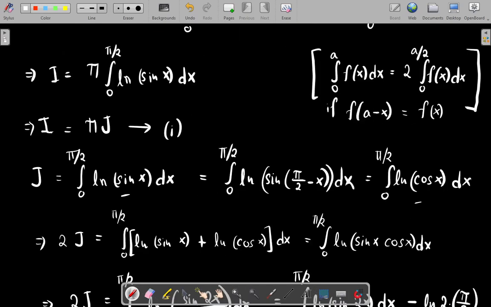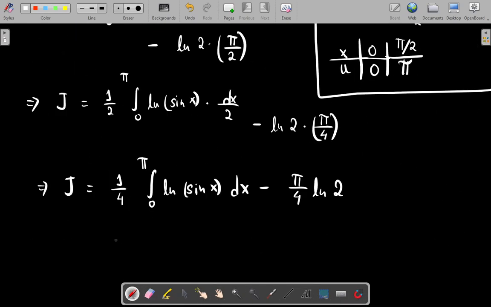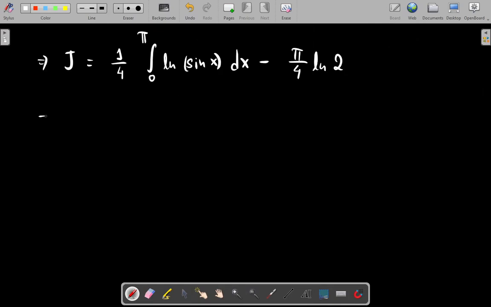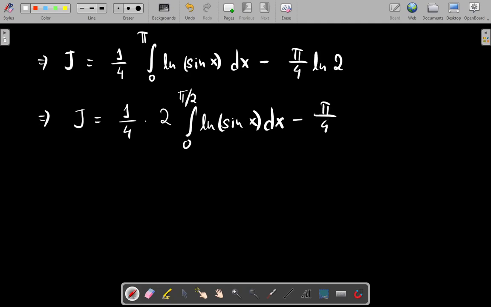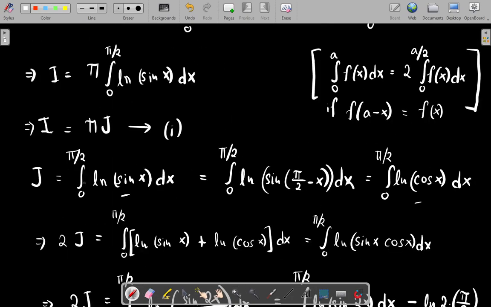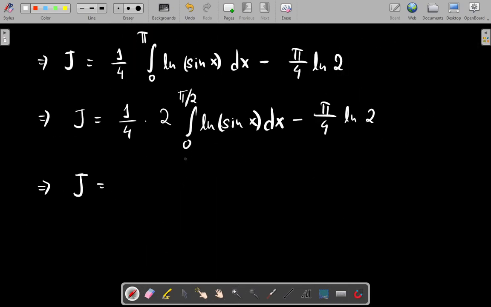So our original j was from 0 to pi over 2. Okay, and here it is 0 to pi, so this will be just double, 2 times, right? So j will become 1 by 4 times 2 times the integral from 0 to pi over 2 of ln sin x dx minus pi by 4 ln 2, right? So now we can substitute this j here, right? This was our original j, 0 to pi over 2 ln sin x dx, and this is what we have got, so this just becomes j upon 2 minus pi by 4 ln 2.